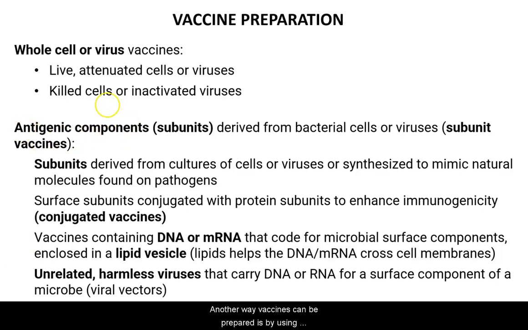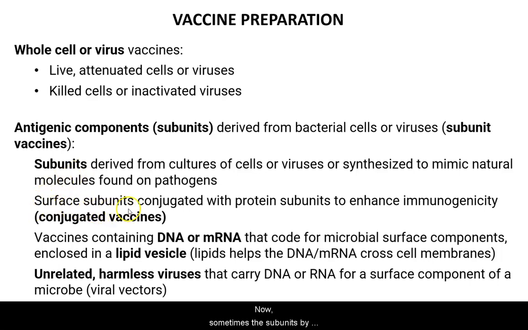Another way vaccines can be prepared is by using antigenic components or subunits that are derived from the cell or virus. And these are called subunit vaccines. So you can get subunits a variety of different ways. You can get them derived from cultures of cells or viruses, or you can get them as synthesized to mimic natural molecules found on pathogens. But the idea here is that this is going to be a piece of the antigen or a piece of the pathogen that's going to stimulate an immune response.